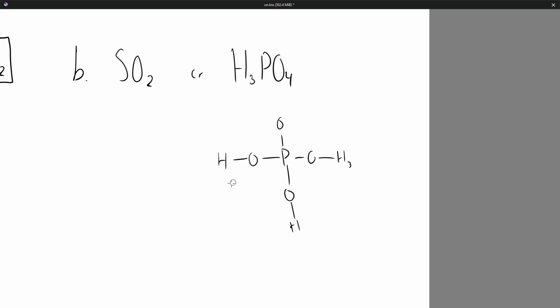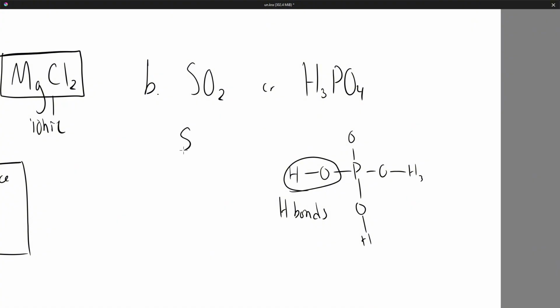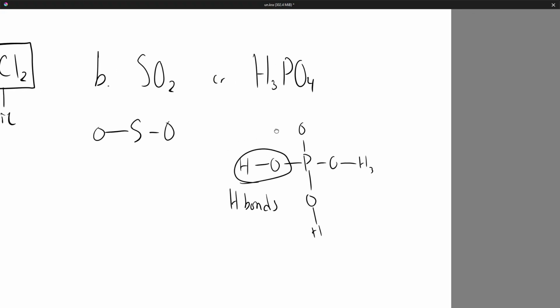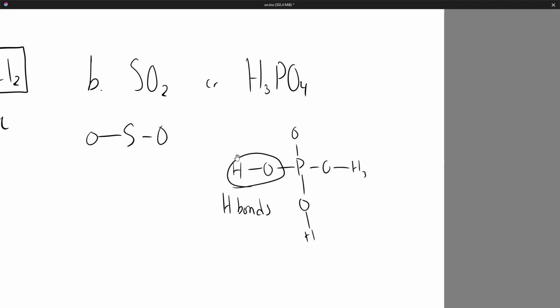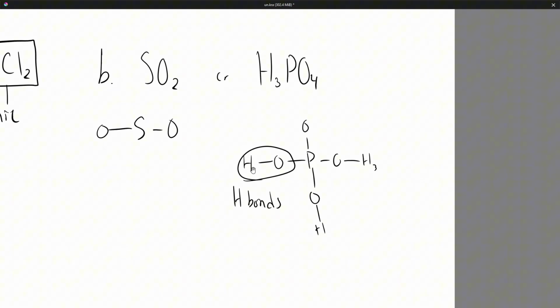Okay, so looking at this, what do you guys notice? What bond is this? This is a hydrogen bond, which means there's hydrogen bonds present in this one. But what about sulfur dioxide? There is no hydrogen bonds present, which means this would have stronger intermolecular forces. Therefore, a greater dipole moment. Also, because sulfur and oxygen are pretty close to each other in the periodic table, the difference in electronegativity wouldn't be that great compared to H now.